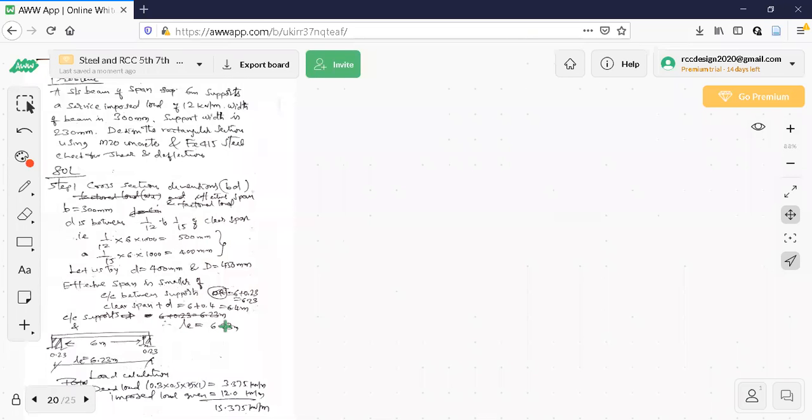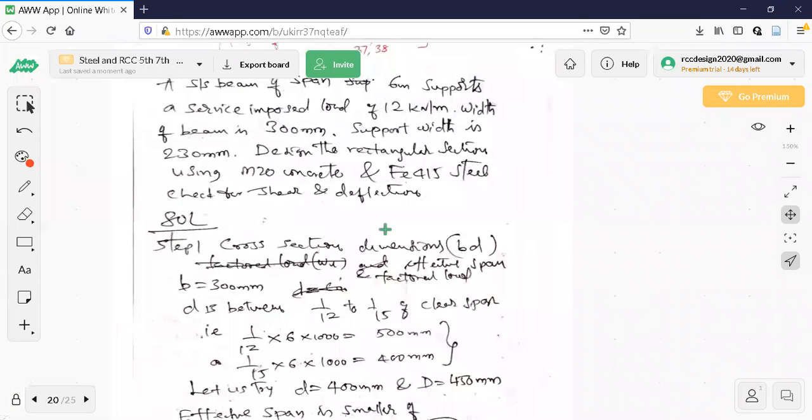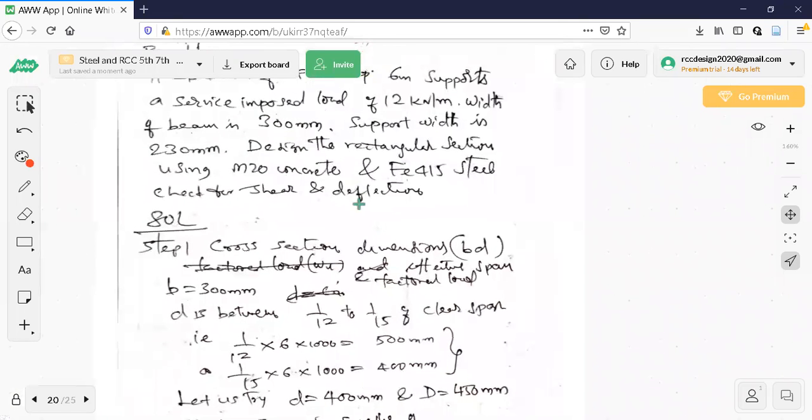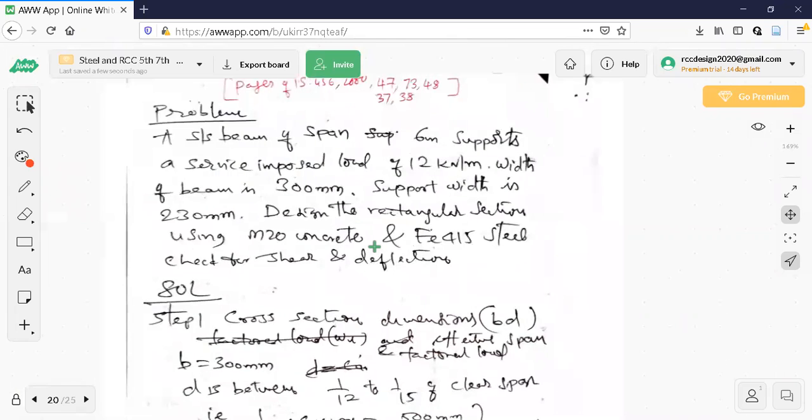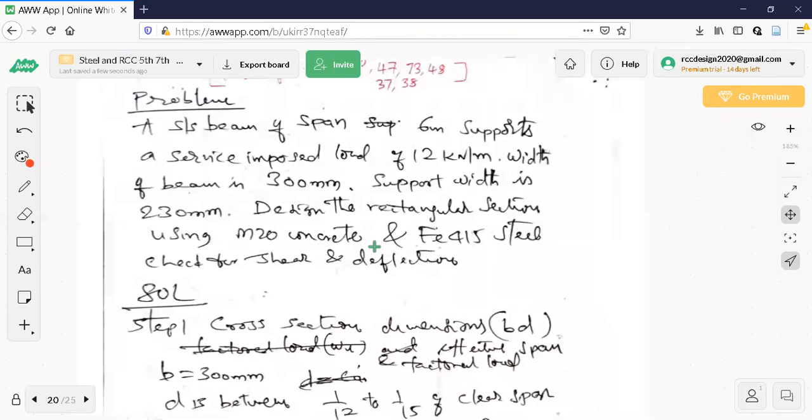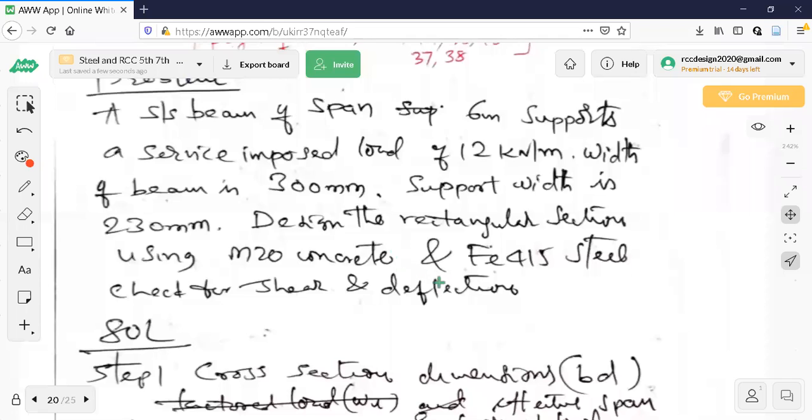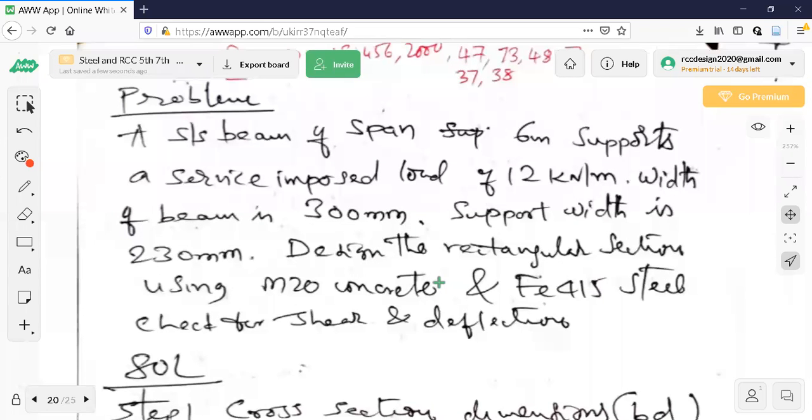Now observe here. What I have done here, just observe. Are you able to read this one? This is the first design problem of this module. Are you able to read this? Any one of you, can you read this one? Yes, sir. Okay.